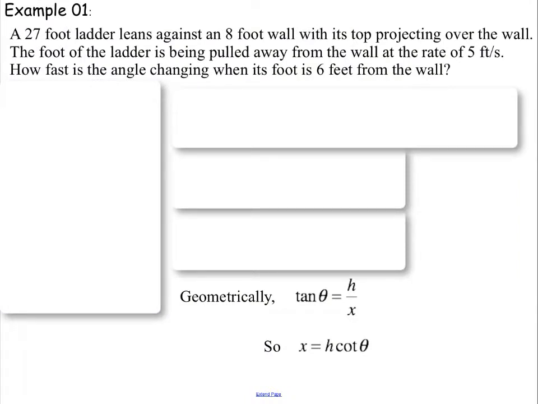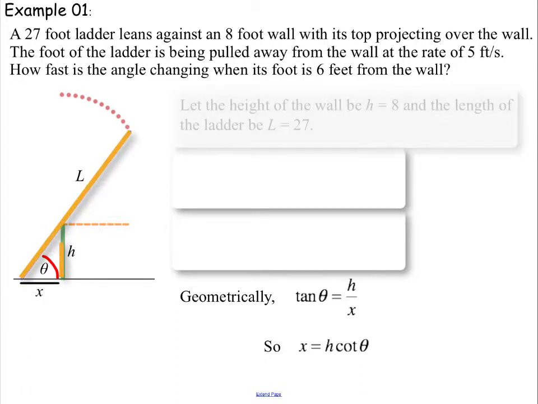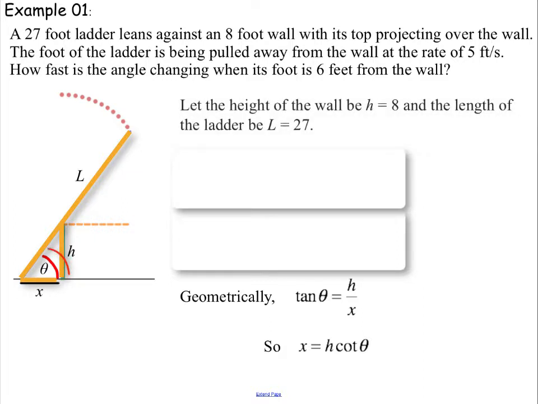First, as always, we should draw a picture and define our variables. Here, the length of the ladder will be L, the height of the wall will be H, the distance of the foot of the ladder from the wall will be X, and the angle between the ladder and the ground will be theta. Next, we need to decode the text of the problem.